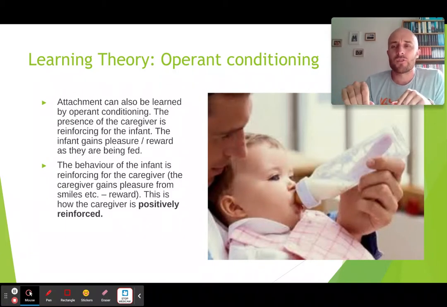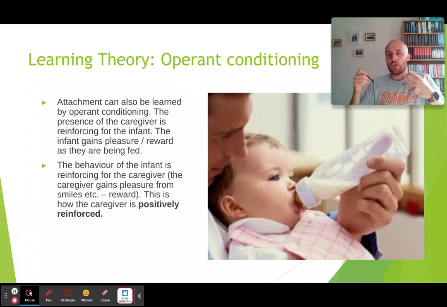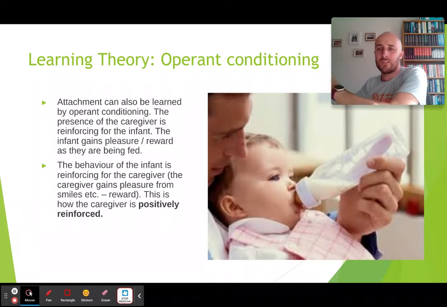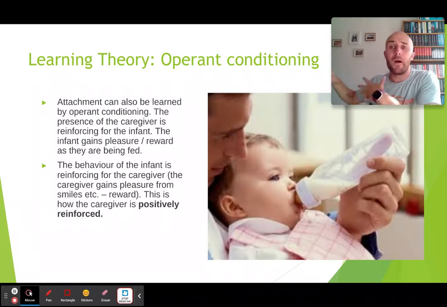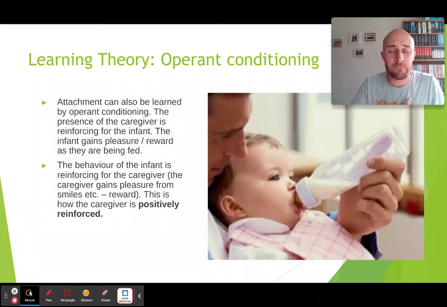Negative reinforcement is also quite important here, because a new mum or dad will hear the baby crying in the next room and they will go to the baby to shut the baby up by feeding it. That's negative reinforcement. You're doing a behavior to stop a behavior in someone else. So not only are you positively reinforced, because look at this picture just here.